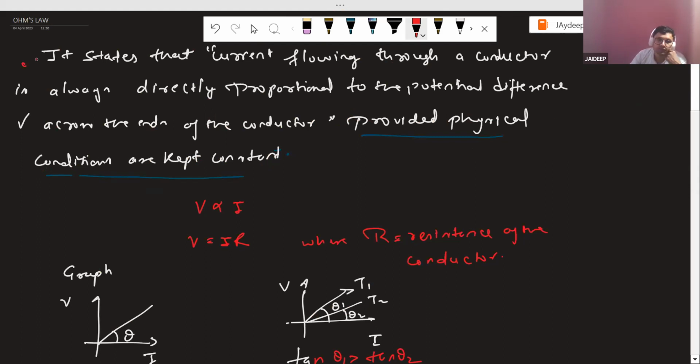Now, Ohm's law. Alan, what does it state? It states that the current is directly proportional to the potential difference applied across a conductor, provided the physical conditions remain constant. Physical condition means temperature and pressure remain constant. So V is directly proportional to I. If you remove this proportionality, you have to use a constant, that is R. So V equals I R, where R is the resistance of the conductor.